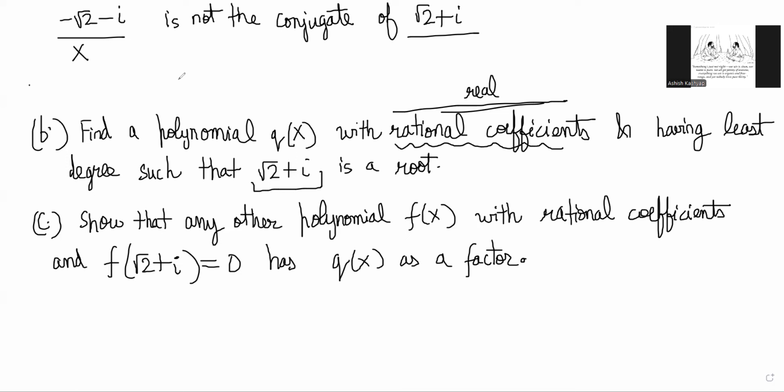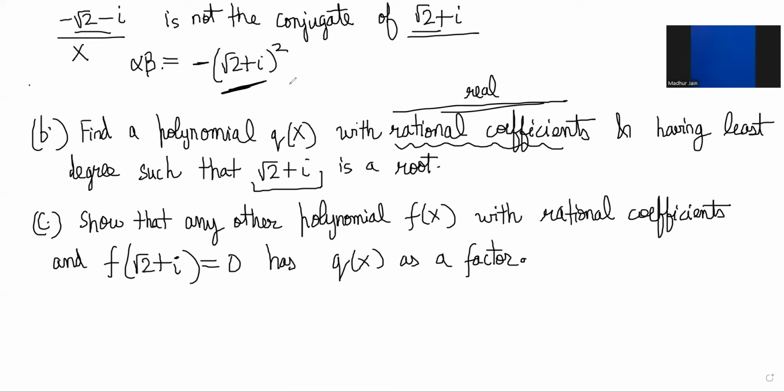Then the problem will be that the sum of the roots and product of the roots will not cancel out nicely. If you take the product of the roots here, what is coming? Alpha beta. If you take these two, it will be negative of root 2 plus I whole square, right? So the I is not going away, right? Yes, sir. Do you understand what the problem is?